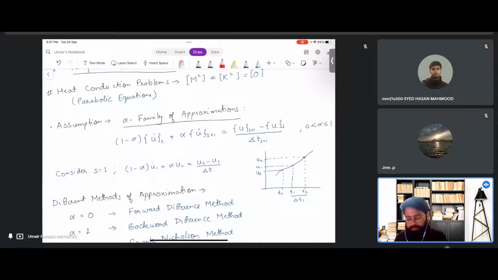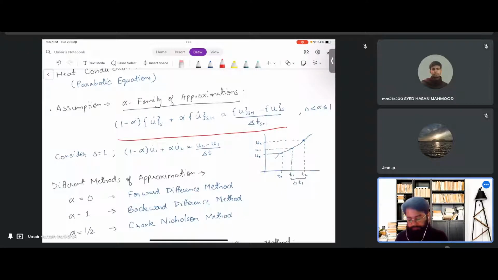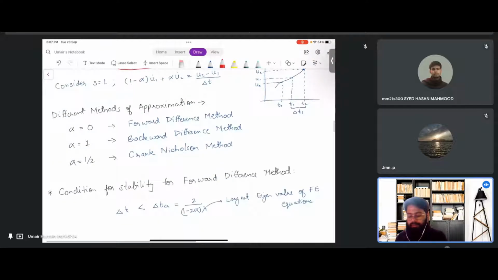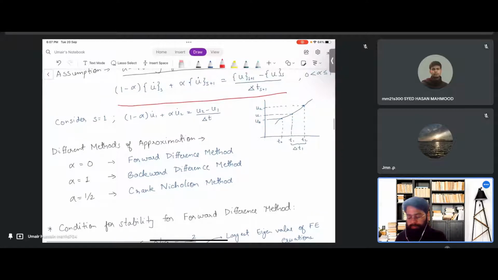This is what the approximation for the alpha family looks like, and in this alpha family approximation, there are certain different cases. We can use the required value of alpha to choose the type of approximation method we want. In this alpha family, we first have the forward difference method where alpha equals 0. Then we have the backward difference method where alpha equals 1. And for alpha equals half, the method is known as the Crank-Nicolson method.